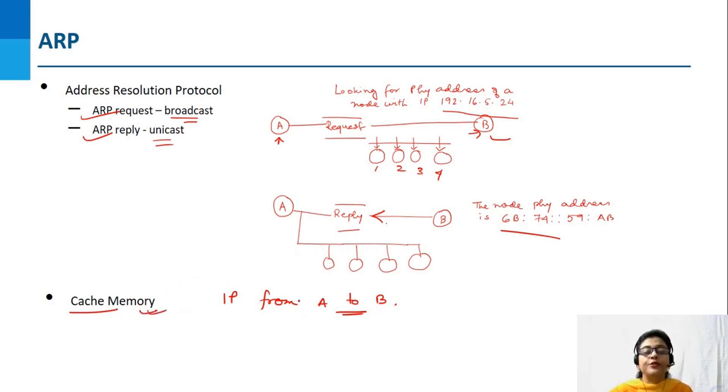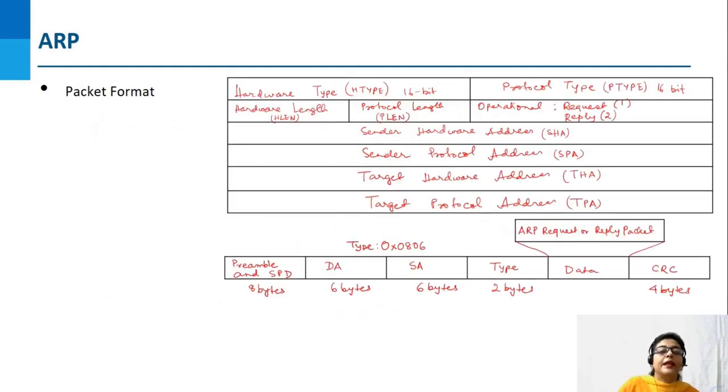So from time to time, if A wants to send a large number of messages to B at a particular instant of time, instead of sending the ARP request each time, it can look into the cache memory to find the mapping. And if it finds that the mapping is there, it can use it. Otherwise, it has to send it again. Let us look at the ARP packet format.